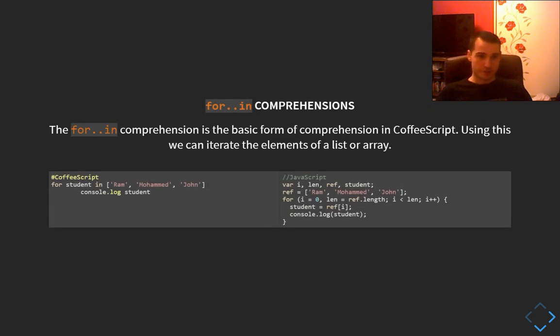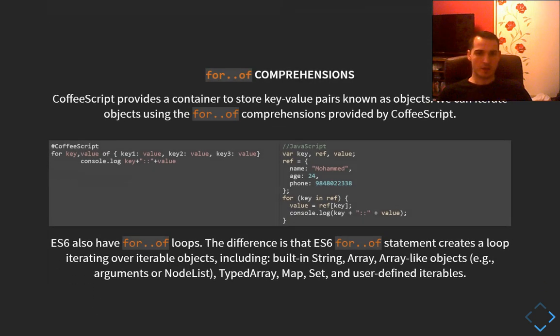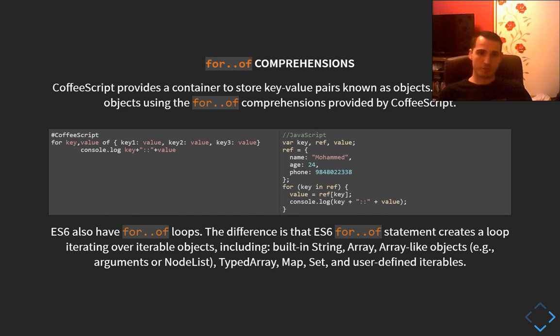For-in comprehensions. The for-in comprehension is the basic form of comprehensions in CoffeeScript. Using this, we can iterate the elements of a list or array. For-of comprehensions. CoffeeScript provides a container to store key-value pairs known as objects. We can iterate objects using the for-of comprehensions provided by CoffeeScript.